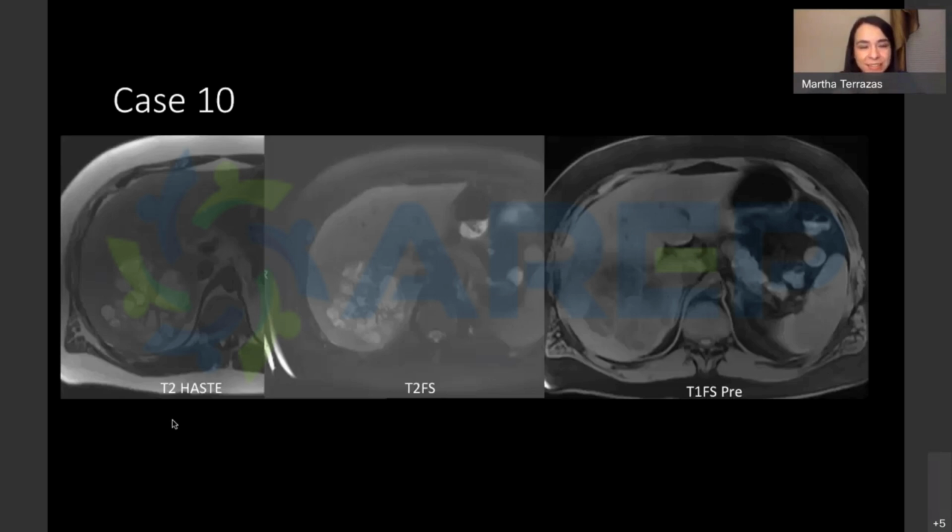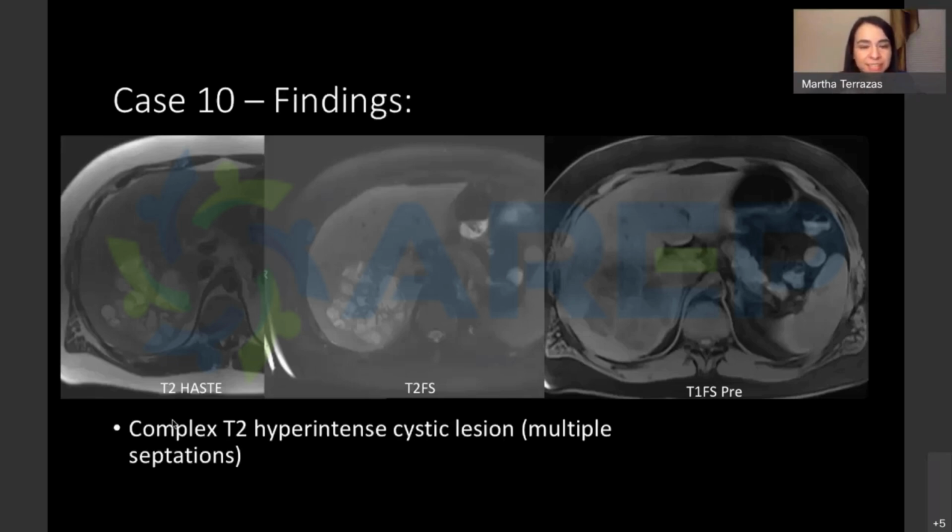Okay, let's go to case 10. It's T2 HASTE, T2 fat sat, and T1 fat saturation pre. So we have this large liver lesion in the right hepatic lobe. It's cystic, but it has a lot of nodular septations. Complex T2 hyperintense cystic lesion, multiple septations.